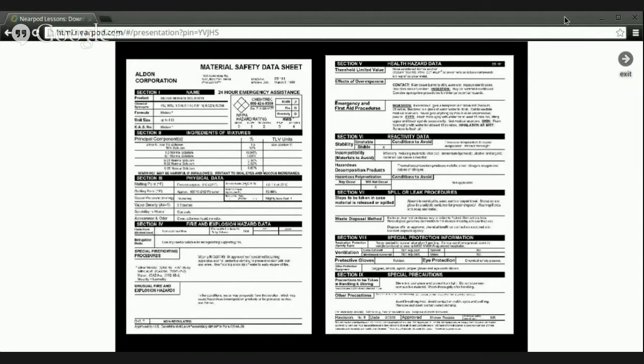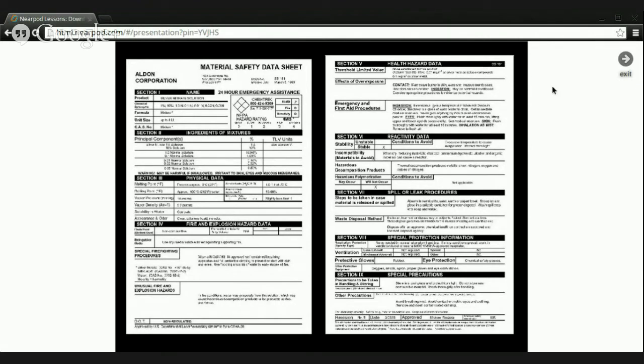that are within that chemical that can lead to it being a fire hazard. That's the section that you go to. Section 5 is health. So if you know if it's going to affect, cause cancer, or cause any other health problems, that's the section that you would go to.